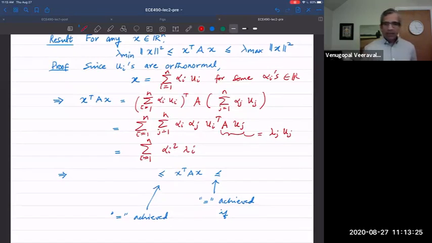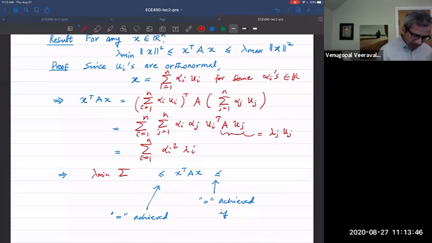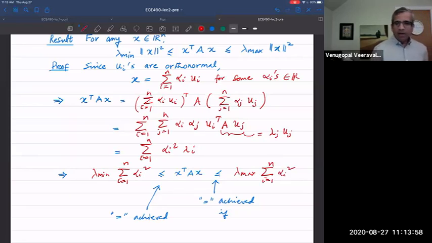But if you look at that summation, it'll be lower bounded if I replace lambda i by lambda min. So I can find a lower bound for the summation as lambda min times the summation i equal to 1 to n of alpha i squared, and it's upper bounded by lambda max times the summation of alpha i squared.